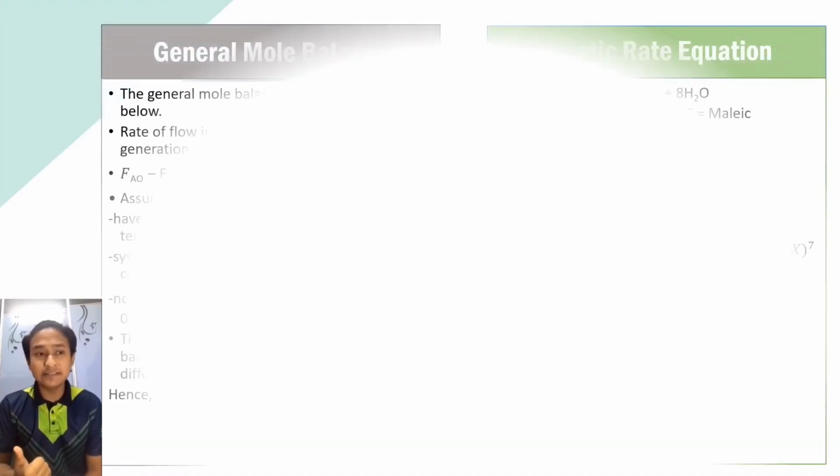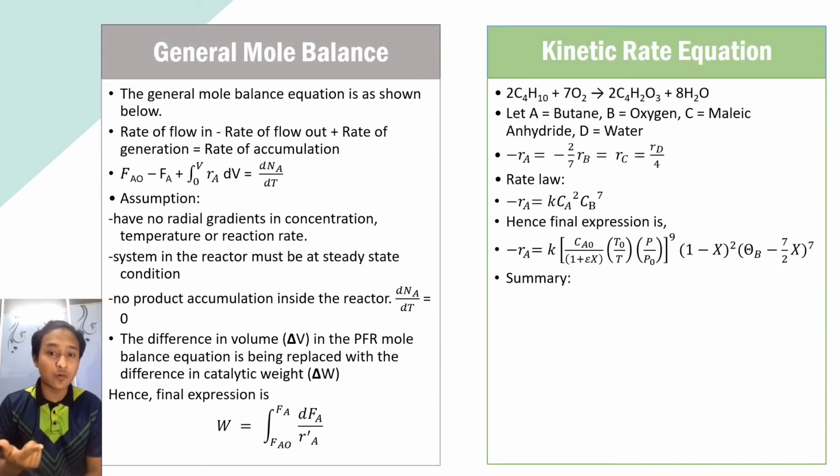The general mole balance is rate of flow in minus rate of flow out plus rate of generation equals rate of accumulation. We have made some assumptions on this PBR, which are no radial gradient in concentration, temperature, and reaction rate. The system is at steady state and there is no accumulation in the reactor. The final expression we will have is like this.